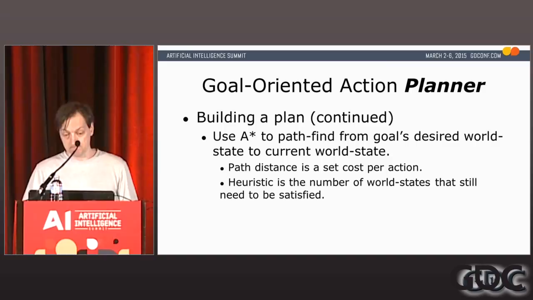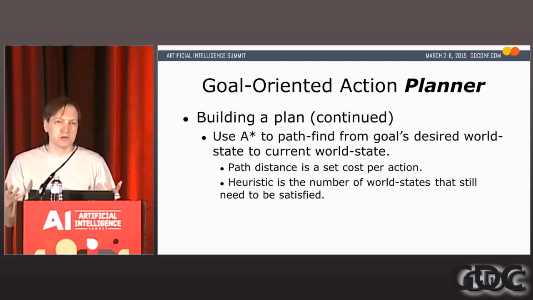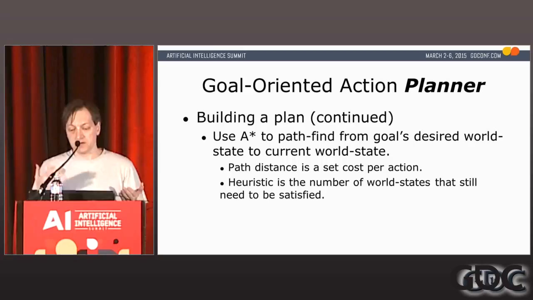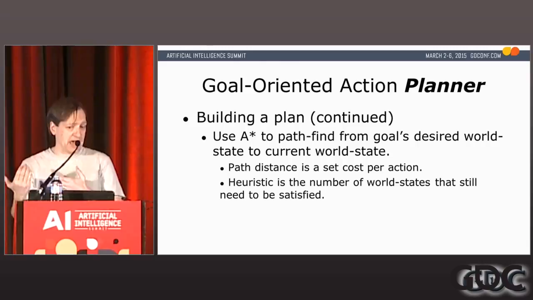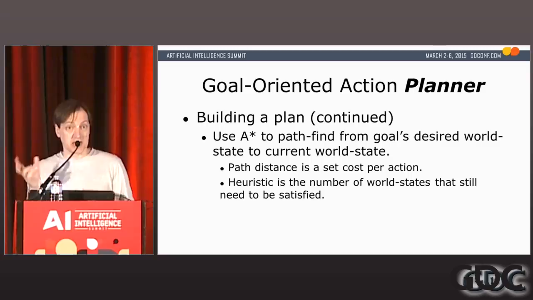Now, I was saying we just pick an action. We don't just throw our hand in a hat and pull out an action. We actually use A* to build this list of actions. Think about this: list, path. Really what we're doing is pathfinding from the goal's desired world state to the AI's current world state.